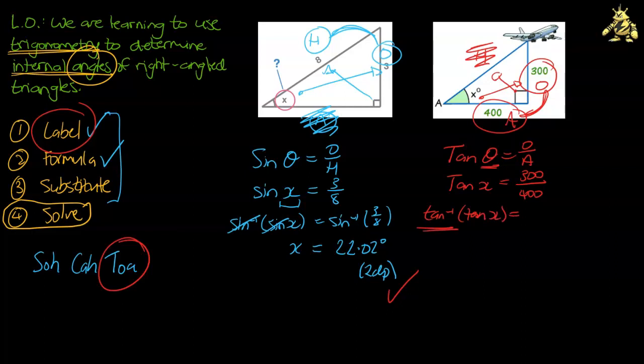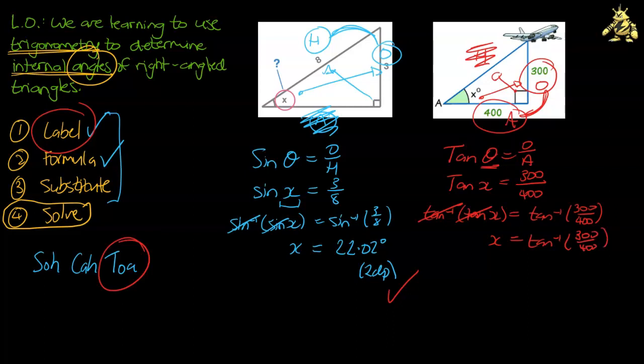And because we've done it to this side of the equation, our algebra says we have to do it to the other side of the equation too. So tan inverse, or tan -1 of 300 divided by 400, the tans cancel each other out, leaving us with x equals tan -1, and then 300 divided by 400. Don't forget those brackets there.